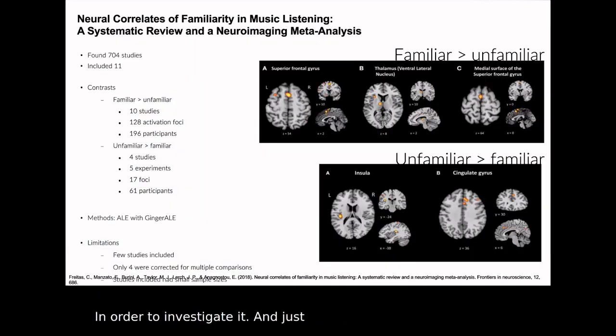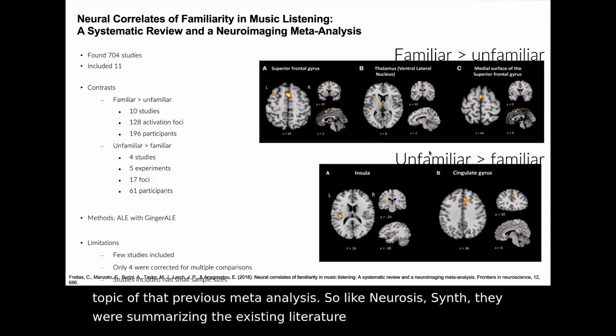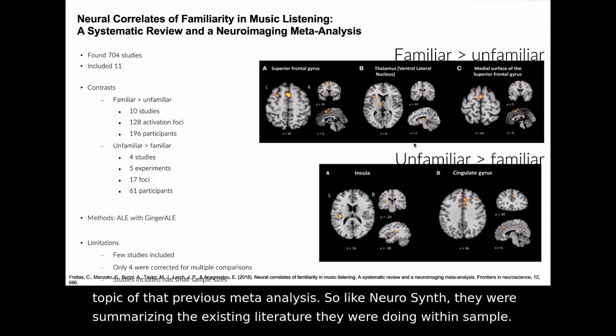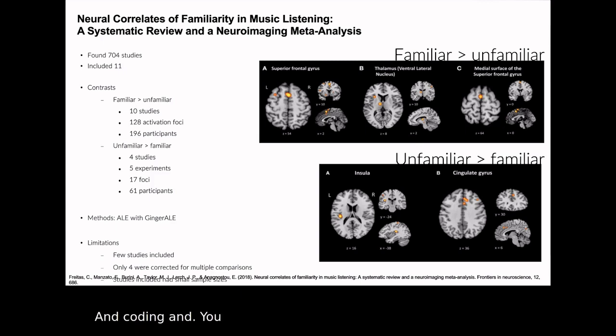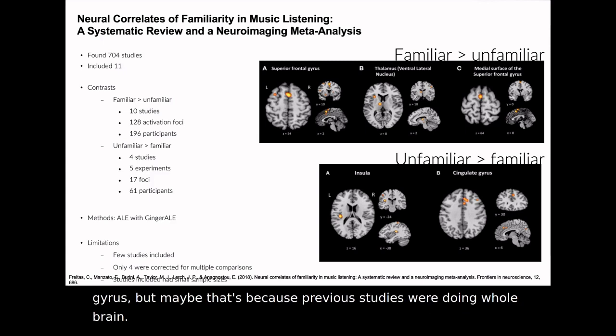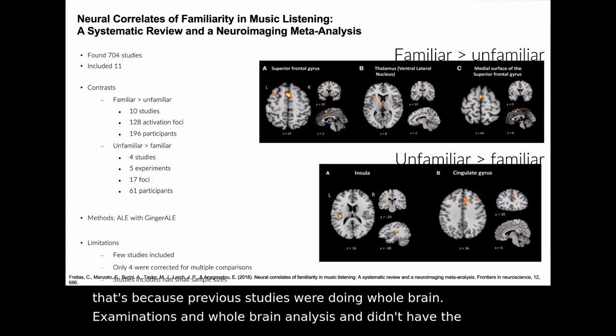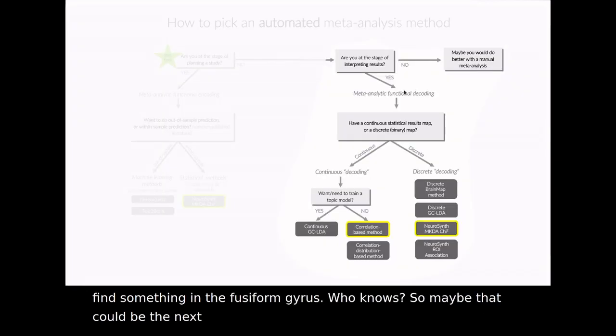And just a reminder that this is actually the topic of that previous meta-analysis. So like neurosynth, they were summarizing the existing literature. They were doing within sample encoding, and they didn't have results in the fusiform gyrus, but maybe that's because previous studies were doing whole brain examinations and whole brain analyses and didn't have the power to find something in the fusiform gyrus. Who knows? So maybe that could be the next study you do.